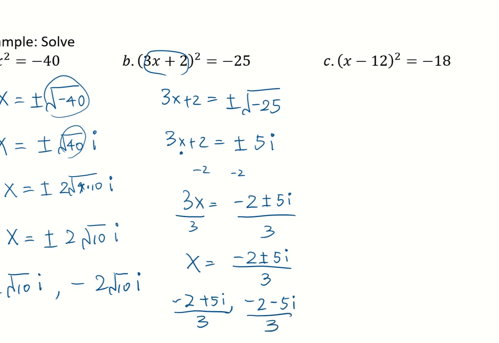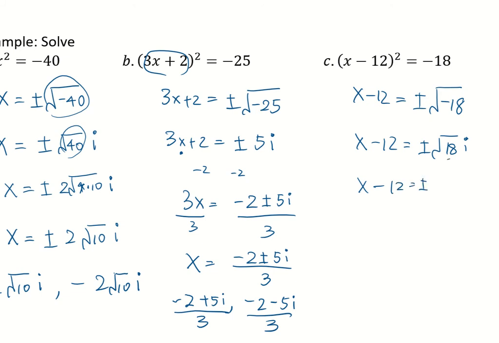Now let's look at C. x minus 12 squared is equal to negative 18. By the square root property, x minus 12 should be equal to plus or minus the square root of negative 18. So x minus 12 equals plus or minus the square root of 18i. Okay, now simplify the square root of 18.